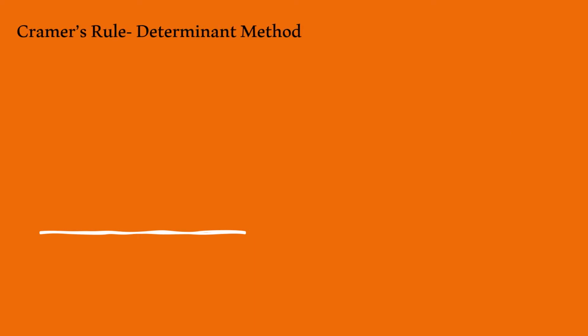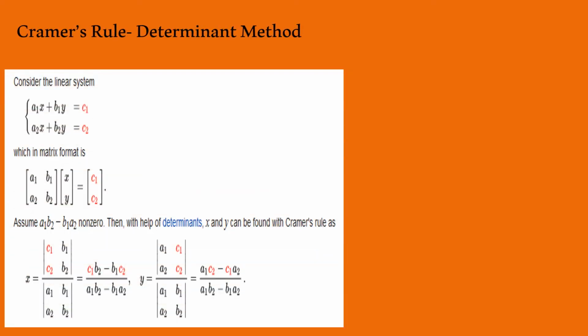And the next method is Cramer's method or the determinant method. In this, let's take the general case. Suppose you have a system of equations in two variables, then we can write that in matrix form, and we can take the coefficient matrix and find the determinant of it. That will become the denominator of those variables. And the numerators will be the same coefficient matrix, but the corresponding columns will be replaced by the constant matrix.